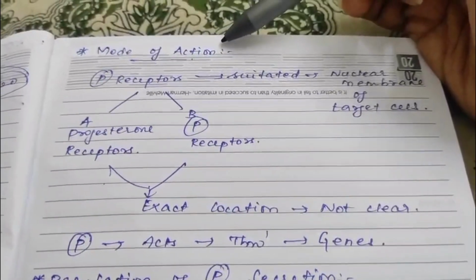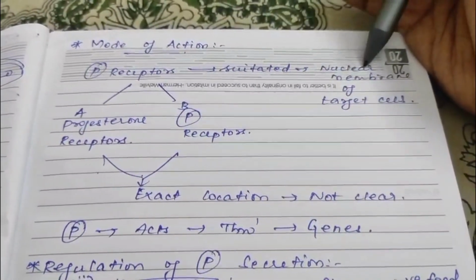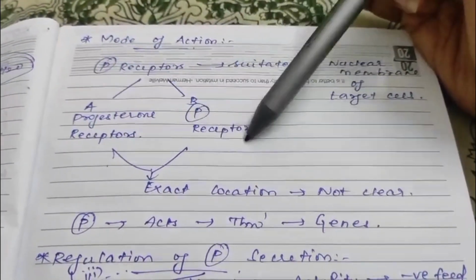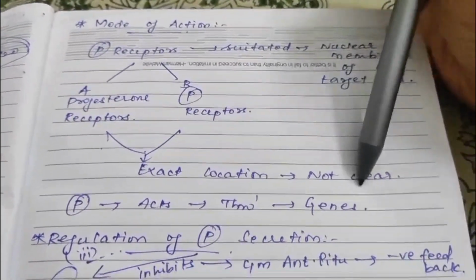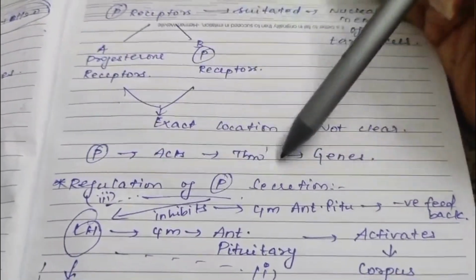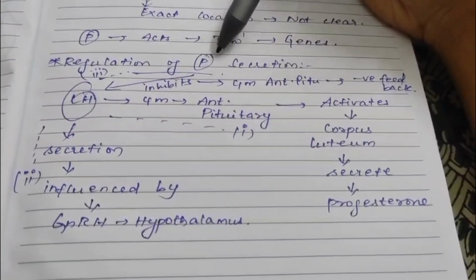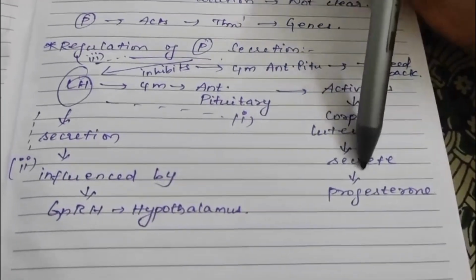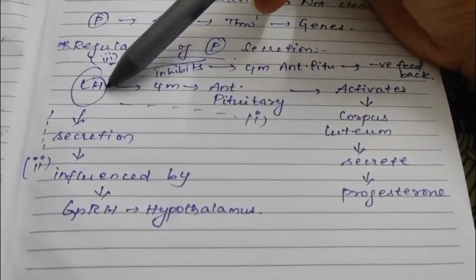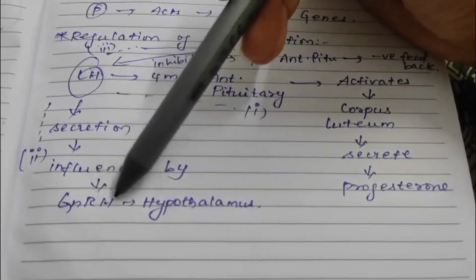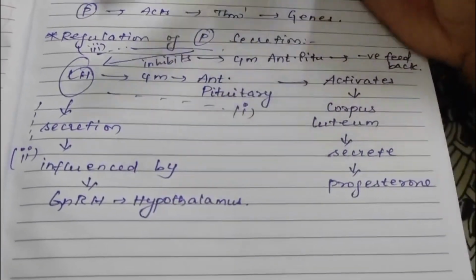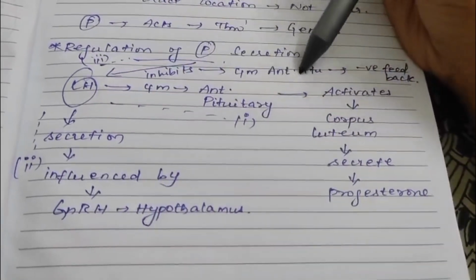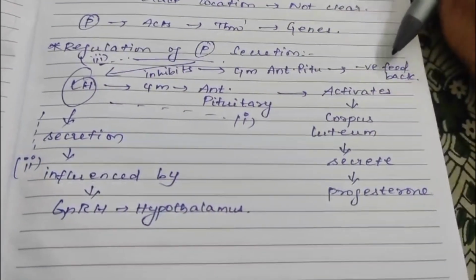Mode of action of progesterone. Progesterone receptors are situated in the nuclear membrane of the target cell. They are of two types, A progesterone receptor and B progesterone receptor. The exact location is not clear. Progesterone acts through the genes. Regulation of progesterone secretion. LH from the anterior pituitary activates the corpus luteum to secrete progesterone. LH secretion is influenced by GnRH secreted from the hypothalamus. Progesterone inhibits LH from the anterior pituitary by negative feedback.